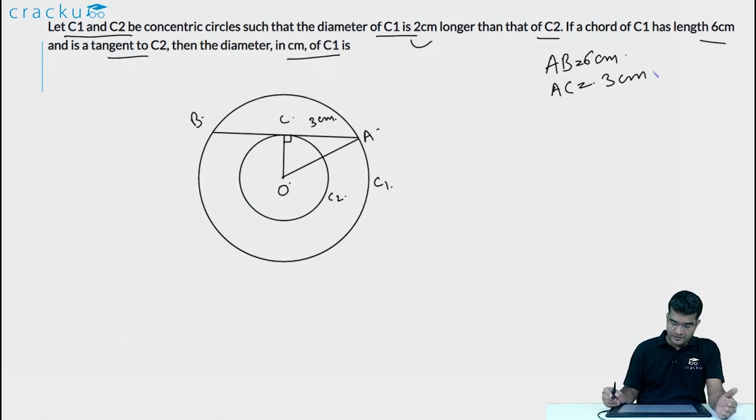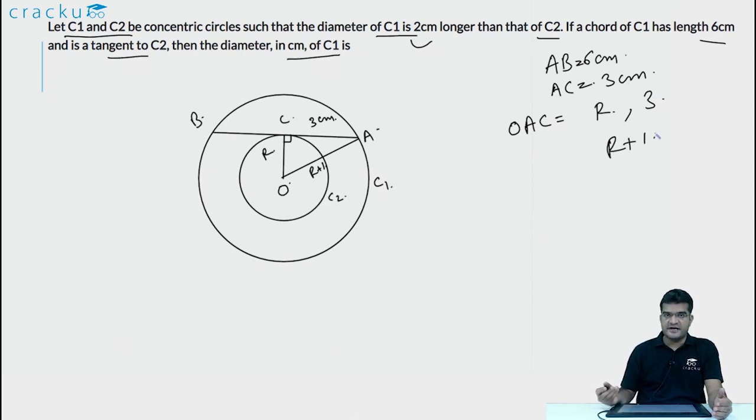We also assumed that the radius of the smaller circle C2 is equal to r. Therefore, the radius of the longer circle will be equal to r plus 1, because as we have discussed earlier, if the diameter is 2 centimeters longer, the radius will be 1 centimeter longer. So if you just look at the triangle OAC, this is a right angle triangle. One of the non-hypotenuse sides is equal to r centimeters, the other non-hypotenuse side is equal to 3 centimeters, and the length of the hypotenuse is equal to r plus 1.